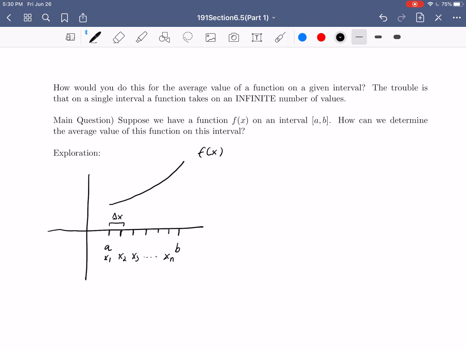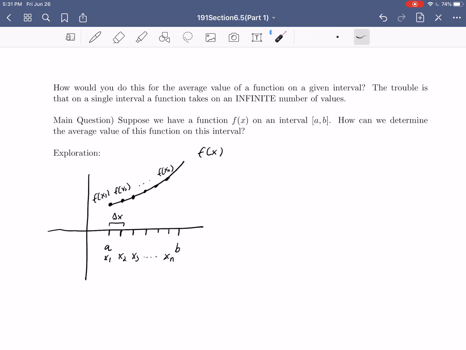And then we're going to take the function value at each of these points. So we've got our function evaluated at each of these, and so on. Now, I'm not going to draw in rectangles because we're not really interested in the area under the curve right now. We're just interested in those values there. So, of course, we would have something like f of x1 and then f of x2 and so on down to whatever f of xn, right?